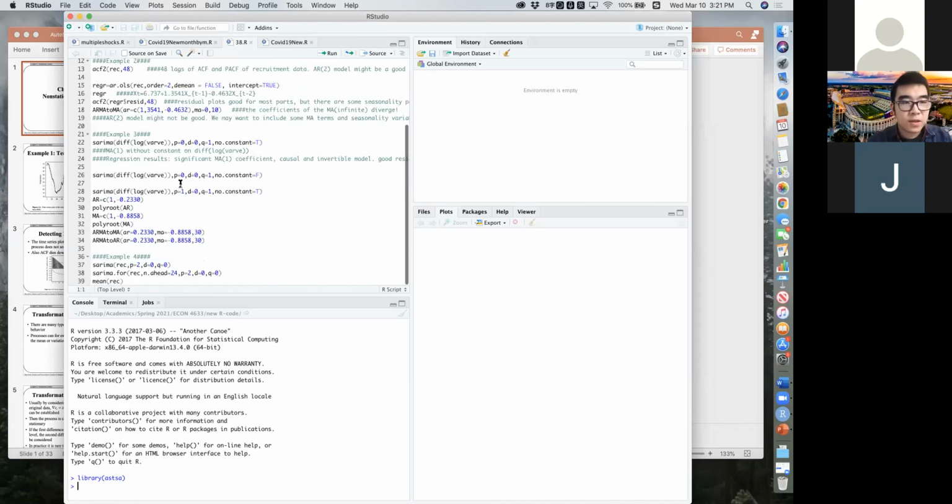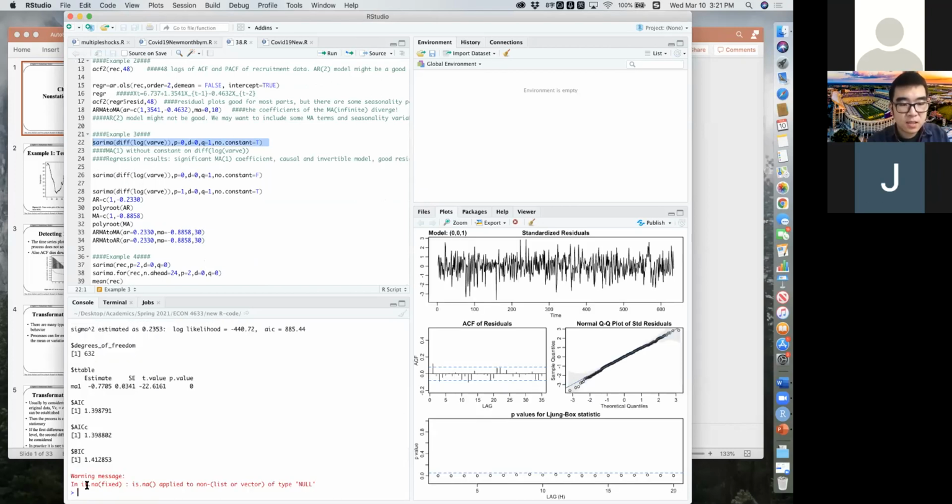So the example that I did last class is this MA1 model of the diff log of the WRF. That's what we saw in last class. We find that this is an MA without constant on diff log WRF, and we want to check a bunch of things.